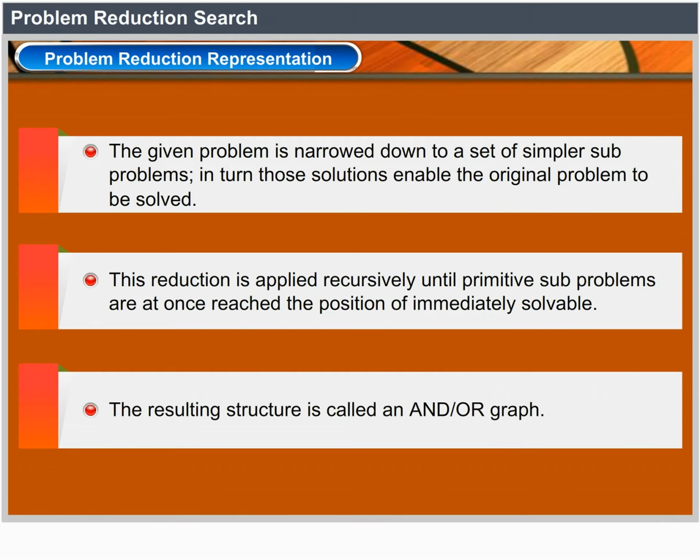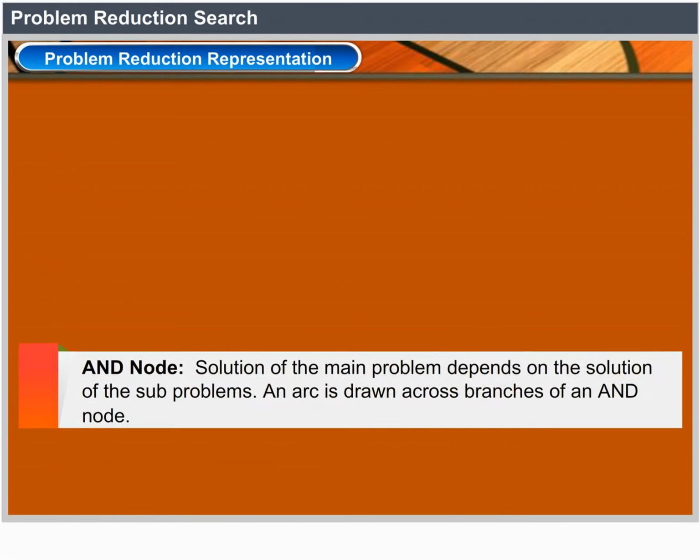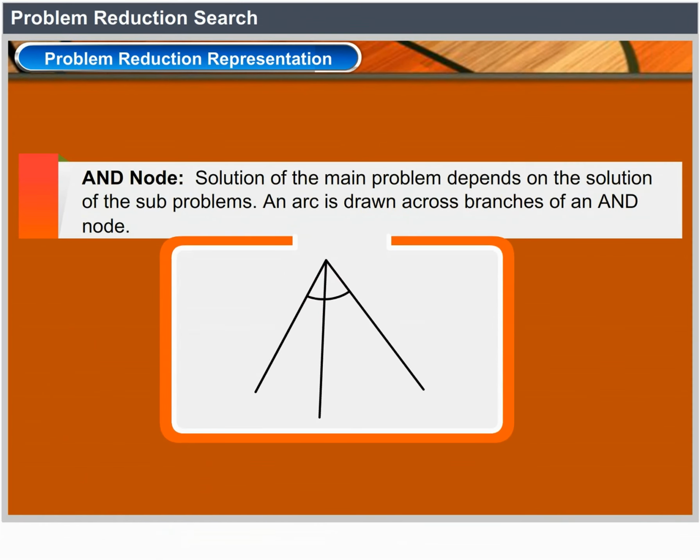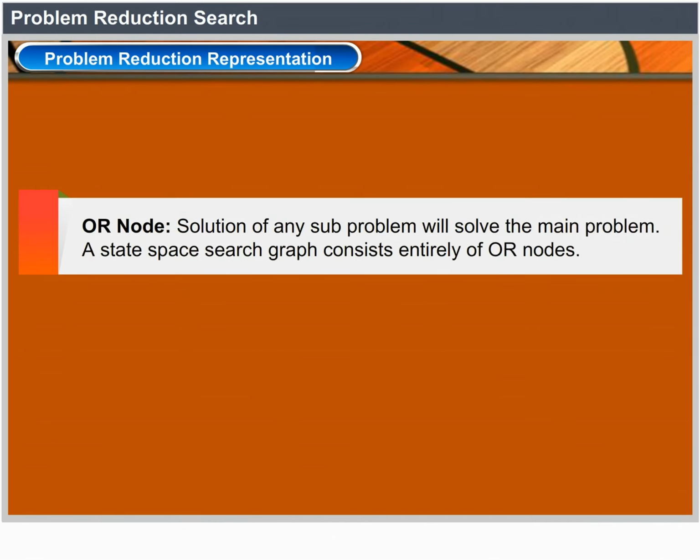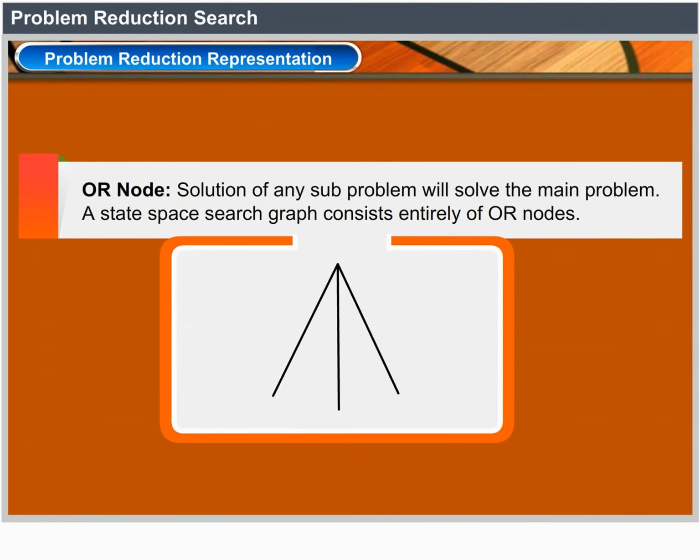AND node. Solution of the main problem depends on the solution of the subproblems. An arc is drawn across the branches of an AND node. OR node. Solution of any subproblem will solve the main problem. A state space search graph consists entirely of OR nodes.